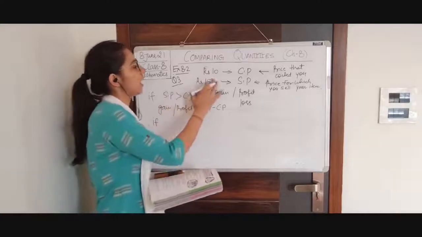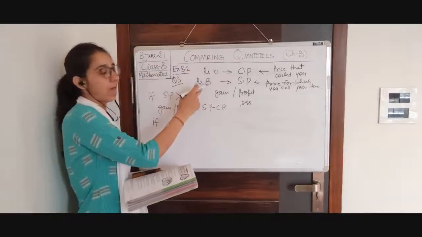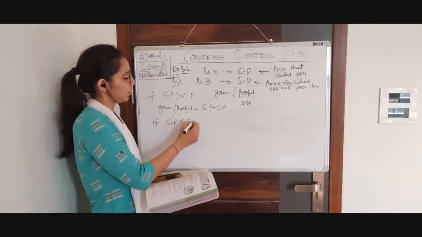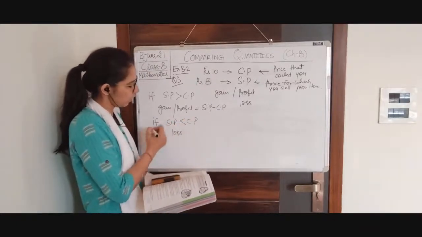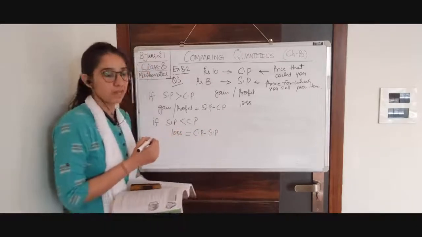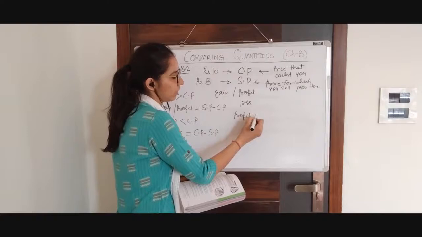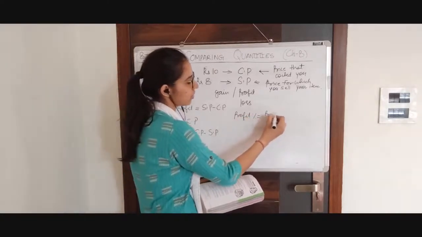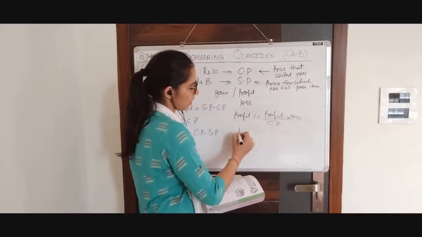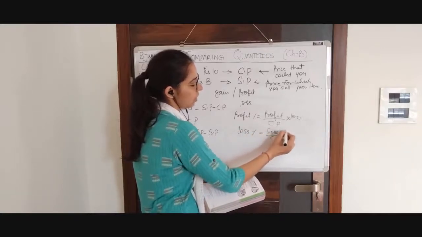If by chance you had to sell it for less amount, suppose you bought it for 10 and you sold it for ₹8. If your selling price is less than your cost price, then you incurred loss, and your loss will be equal to cost price minus selling price. Now suppose you want to find out profit percent. Profit percent will be profit divided by cost price into 100, or loss percent will be loss divided by CP into 100.